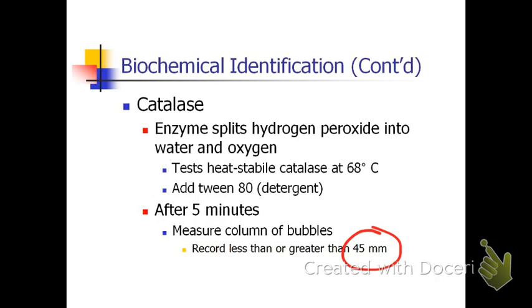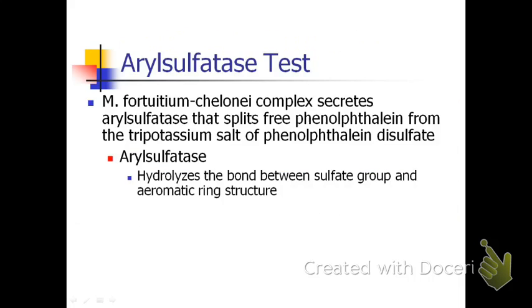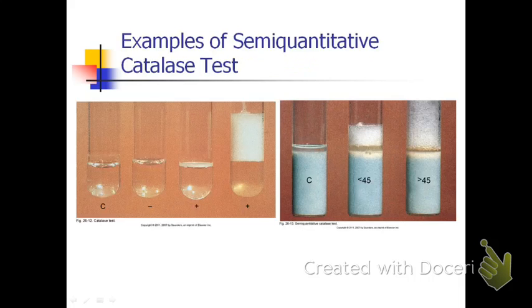This is a different catalase test from when you're doing the Staphylococcus aureus, because there you just add hydrogen peroxide onto the colonies, but here we still add the Tween 80 detergent. Then the bubble would be greater or would be higher. So this would be measured. So more than 45 millimeters is considered as a positive result. A control won't have any rapid effervescence of gas at all.